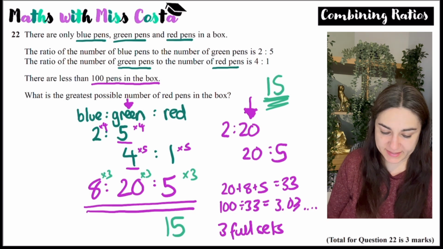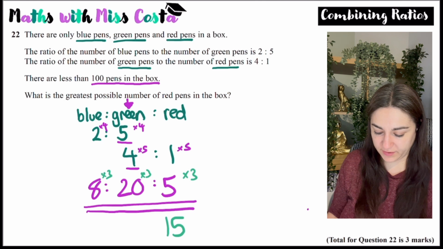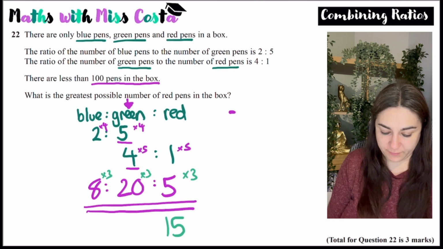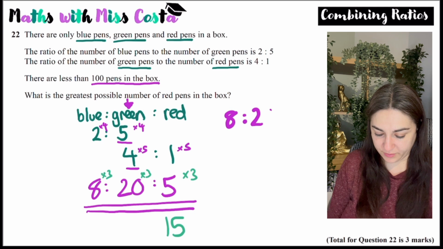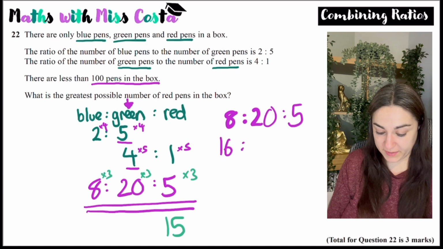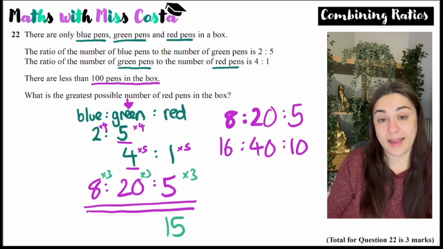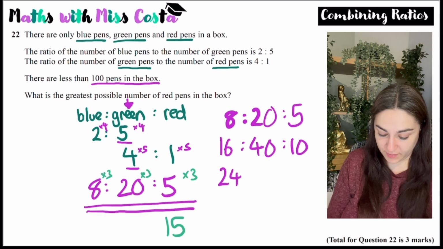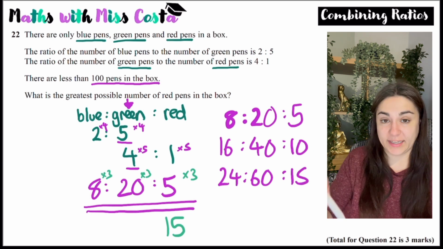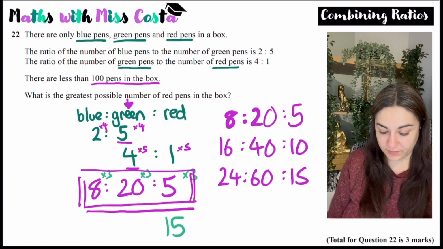Another way that you could have done it is just thought to yourself, okay, if the ratio is for every 8 blue pens, there are 20 green pens and 5 red pens, double it. So the next time you split it, it would be 16 to 40 to 10. Add on another set of the ratio, that would be 24 to 60 to 15. So each time you split in a ratio, you need to make sure that you're dividing.